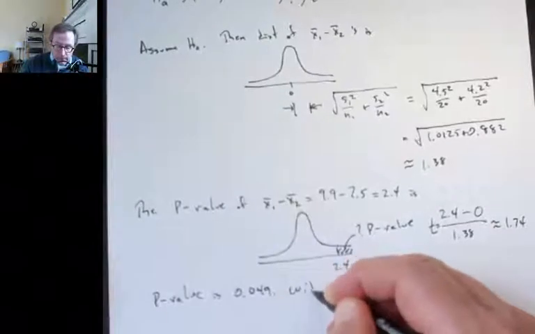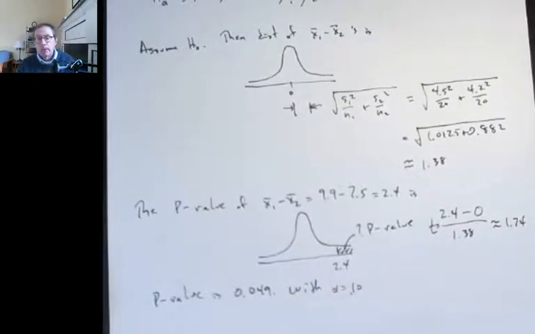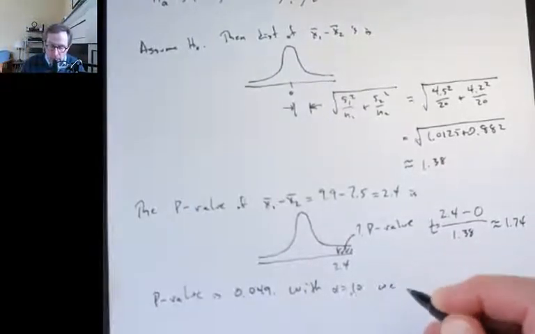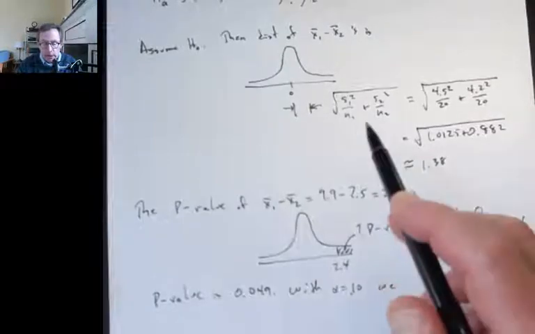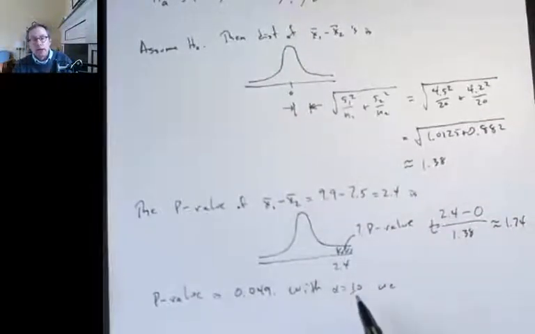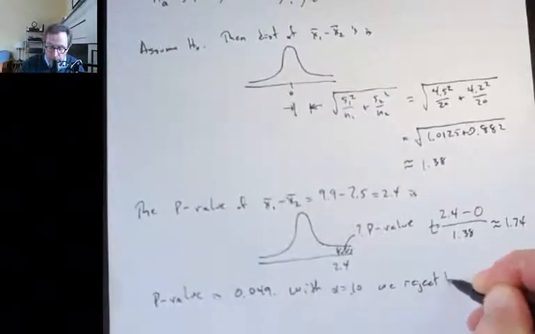So with alpha equals 10%, we find that 4.9% easily meets the alpha equals 10% criteria. That is to say, the H0 people agreed in advance that any p-value less than 10% will make them change their mind. We came up with a p-value of 4.9%, so they do change their mind. We reject H0.